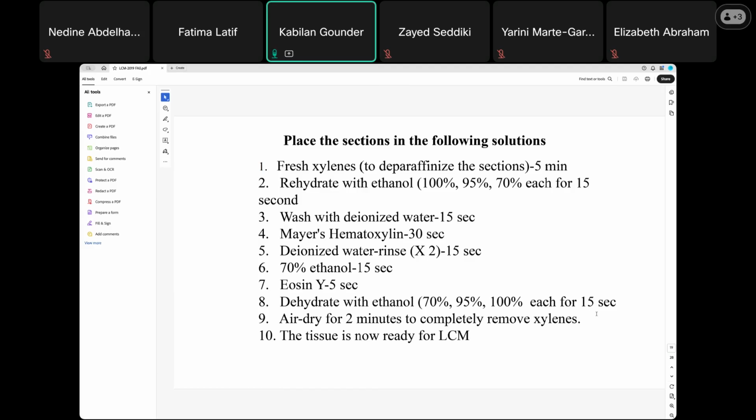And then you wash it again, air dry, and observe under either fluorescence or bright field microscopy. Then if you want to go for laser capture microdissection, you can take the sections according to the use of either bright field or fluorescence microscopy.